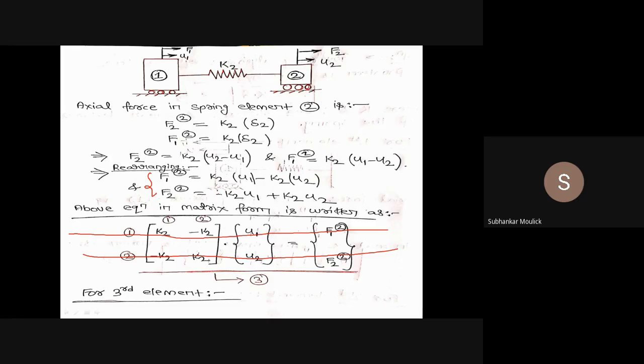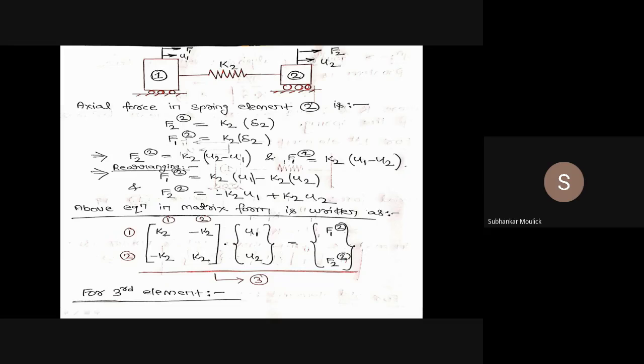This second row means the values for the second node. Similarly, in terms of columns, these values are for the first node and these values are for the second node, into the displacement vector. At node number 1, the displacement is u1. At node number 2, the displacement is u2. Equal to the force vector. At node 1, the force is F1 of 2, and at the second node, the nodal force is F2 of 2.